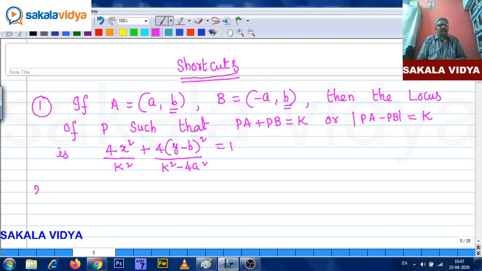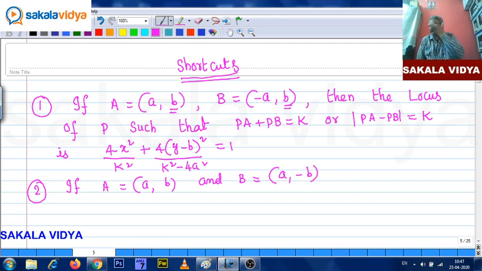So, now another shortcut, suppose now x coordinates are same. If A is equal to (a, b) and B equals to (a, minus b), here x coordinates are equal, now you can expect the answer.